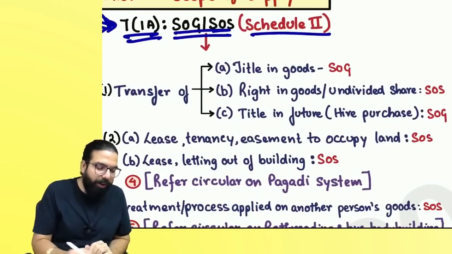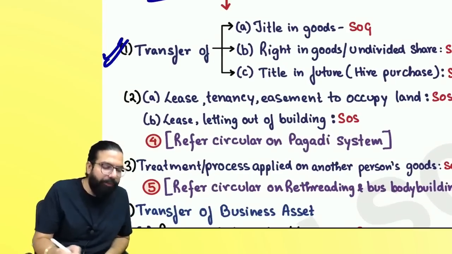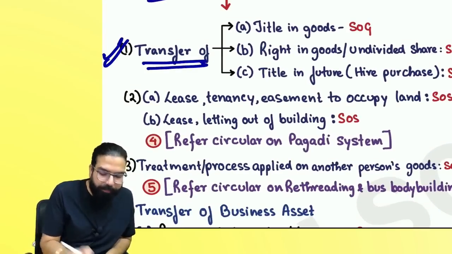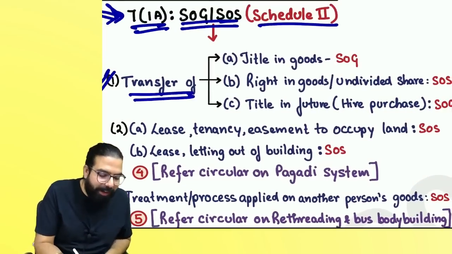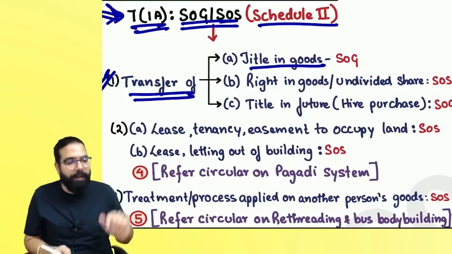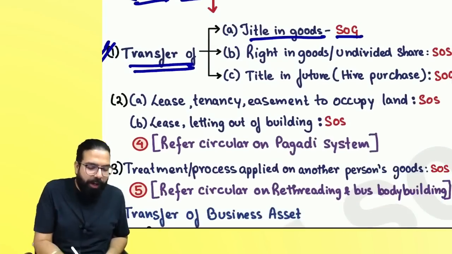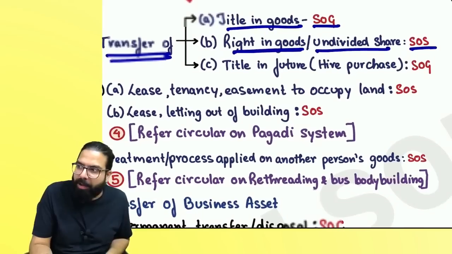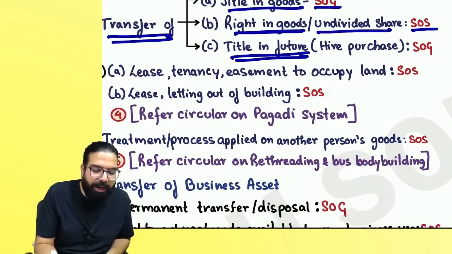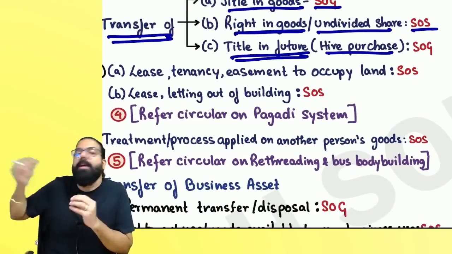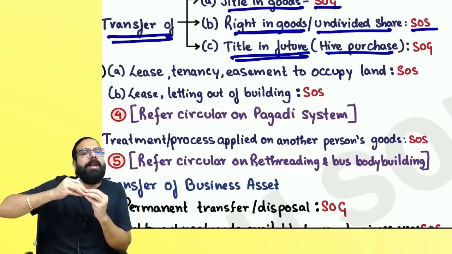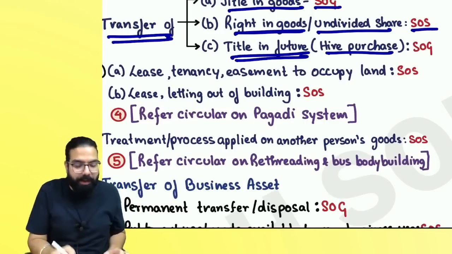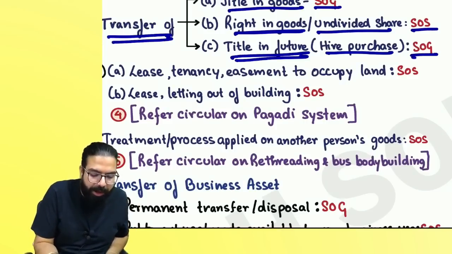When you refer to Schedule 2, the first one talks about transfer. If transfer of title is happening, meaning if you are transferring the ownership in the goods, then it is always supply of goods. If you transfer the right in the goods or any undivided share, then it is always a supply of service. If you transfer the title in future, today the person is given the goods, and in future the transfer of ownership will happen, basically it's a hire purchase transaction. Always remember, it is always a supply of goods.